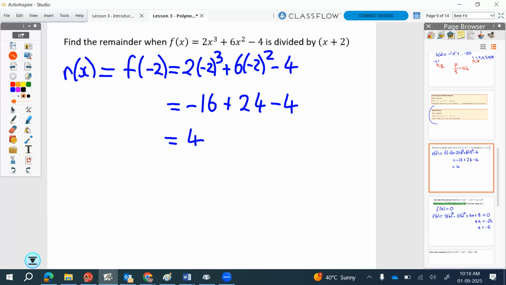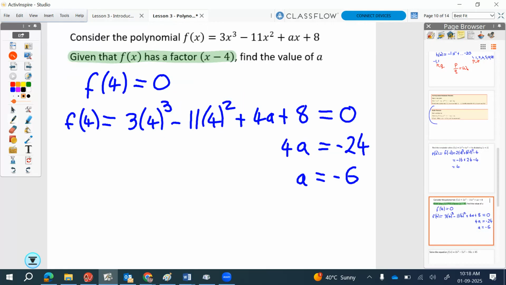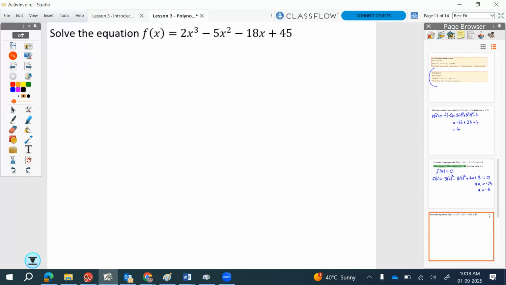Here it's just saying it's divided. It doesn't tell you that x plus 2 is a factor. That's the key difference. You get a remainder when you do the division. But on this one, you're told that this is a factor. The remainder will be 0.